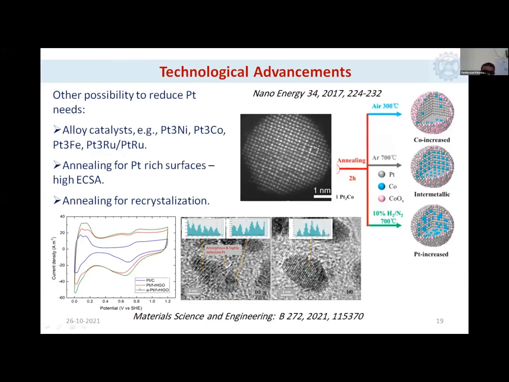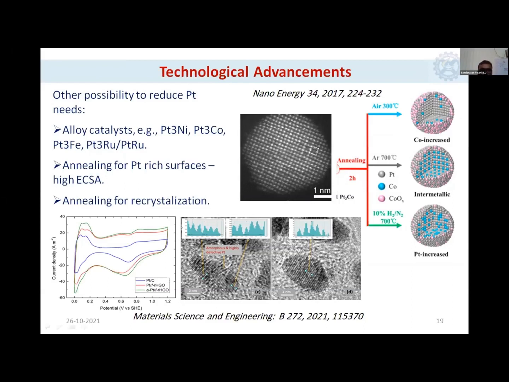Initially, we have observed that when compared to the as-synthesized platinum catalyst, the red curve, the annealed green curve gives a better electrochemical active surface area. That's what you are seeing here. When compared to the red, the green has more intensity, current density. And we wanted to know what happens to the catalyst and why the electrochemical active surface area is improved.